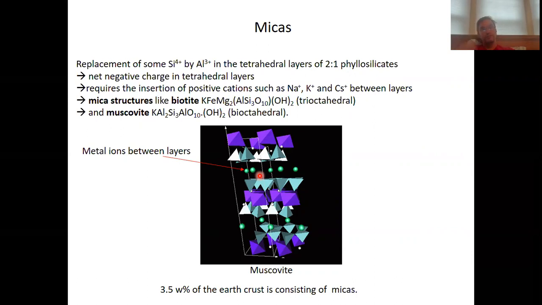So these are very common materials. About 3.5 weight% of the Earth crust are made of that kind of material.